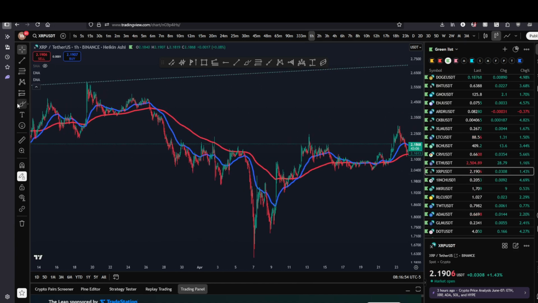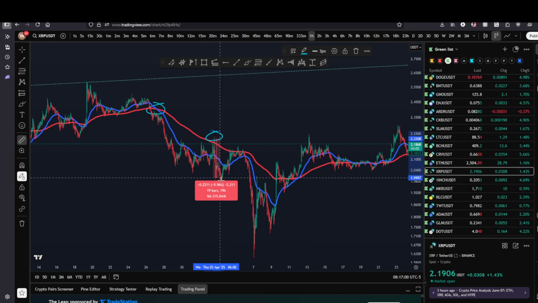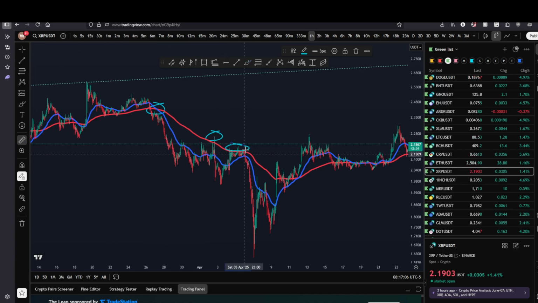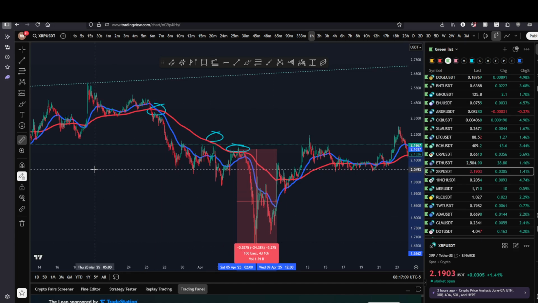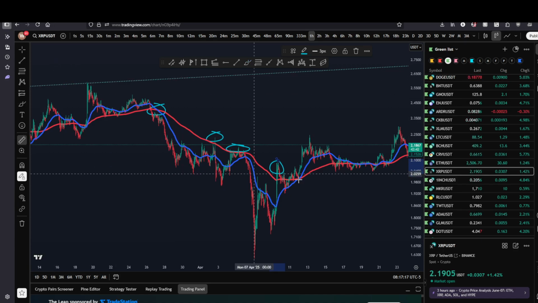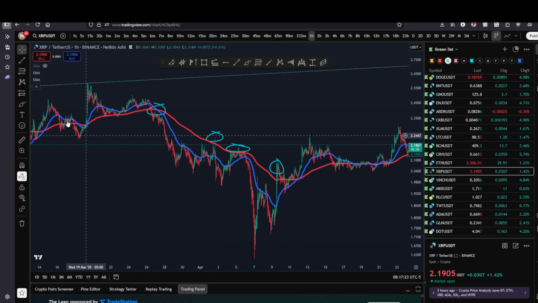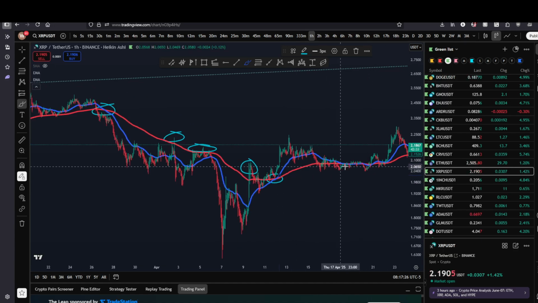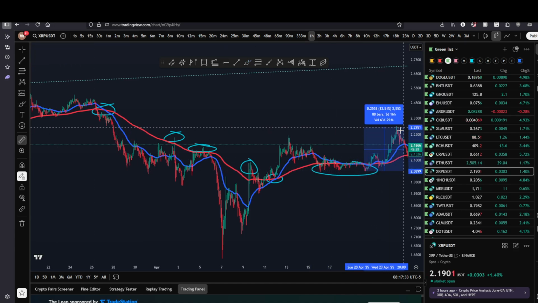XRP. Okay, so 50 crosses the 200, comes above, you sell it, goes down 10%, comes back up, you sell it, it goes down 20%, right? Comes back up, you sell it, it finds support on the 50, you get out, goes up 6%. They cross bullishly. Price is underneath both EMAs. You buy it. It goes up 10%. Do you guys get the point?